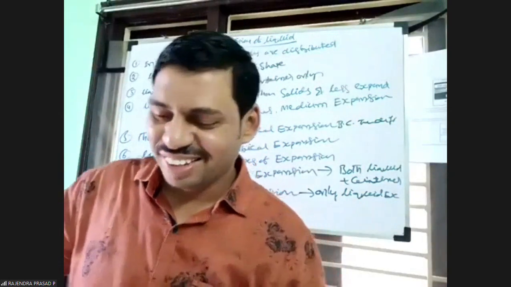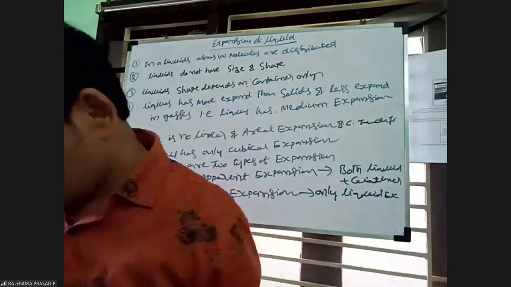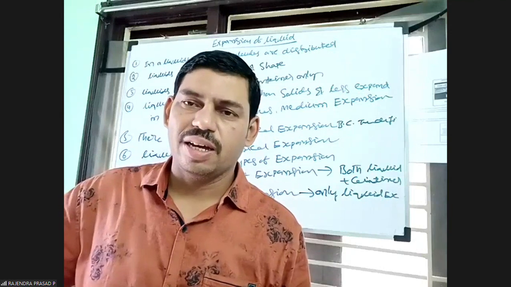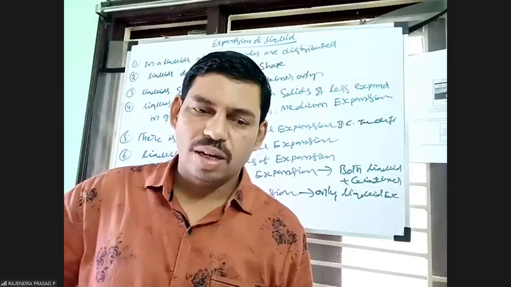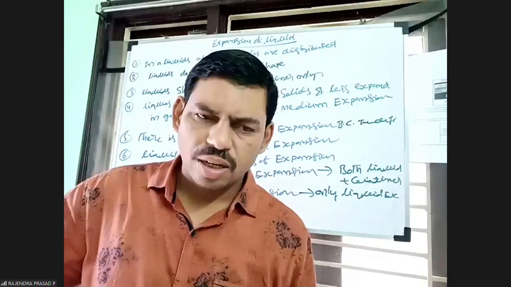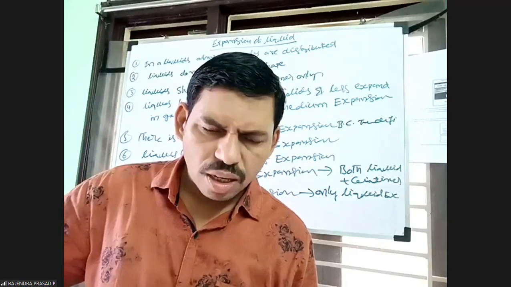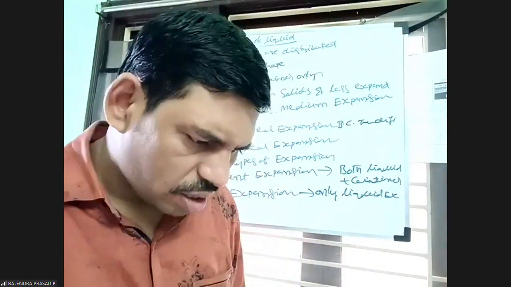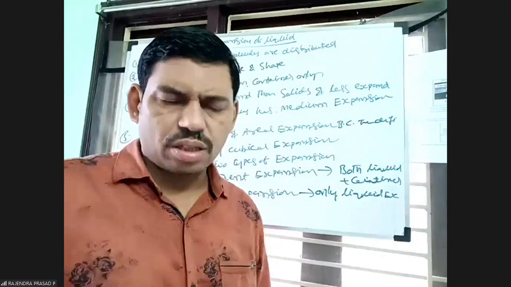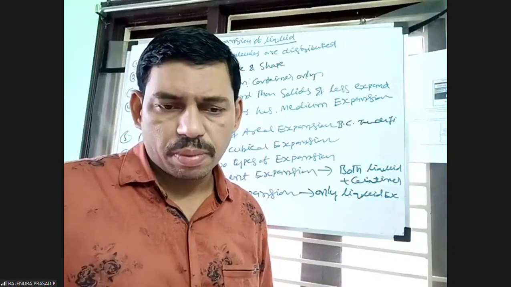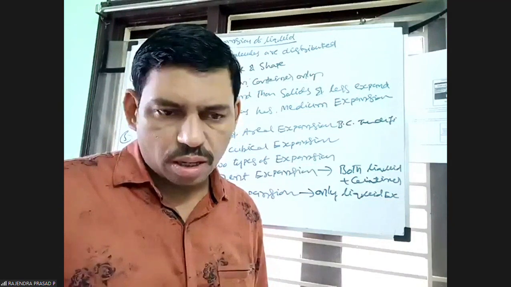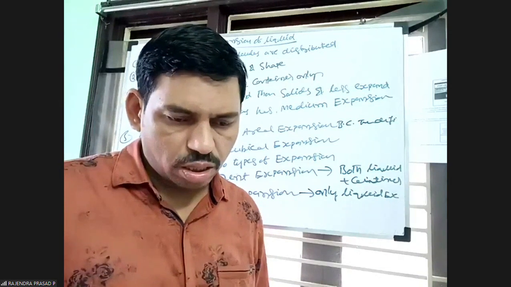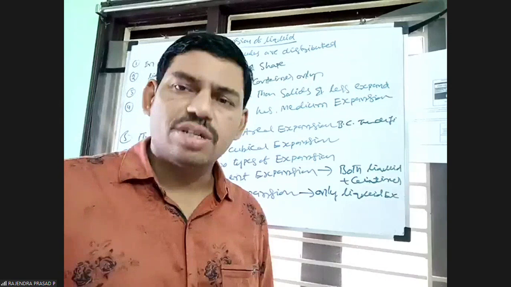Sir, a steel rod of dimensions 4 into 4 centimeters square is tightly fixed between two supports and it is not allowed to expand. It is heated through 2 degrees centigrade. The thermal stress developed is... We already explained this question last weekend. What is the thermal stress formula?